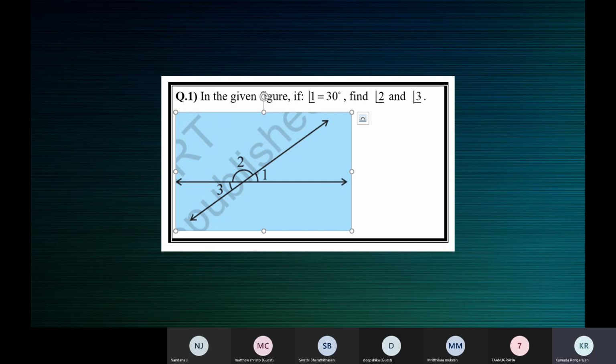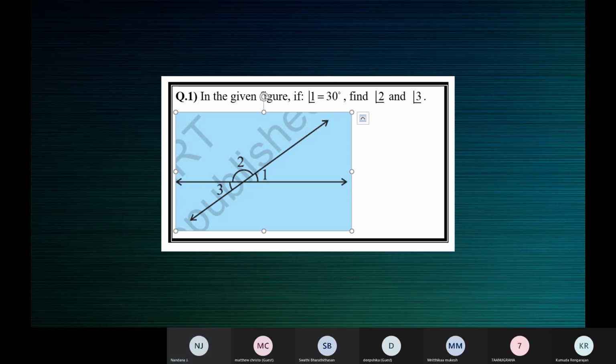In the figure, if angle 1 is 30 degrees, find angle 2 and 3. Ma'am, shall I tell the answer? Yes, Nandana. Ma'am, angle 2 and angle 3 are linear pairs. So angle 2 plus angle 3 is 180 degrees, ma'am.